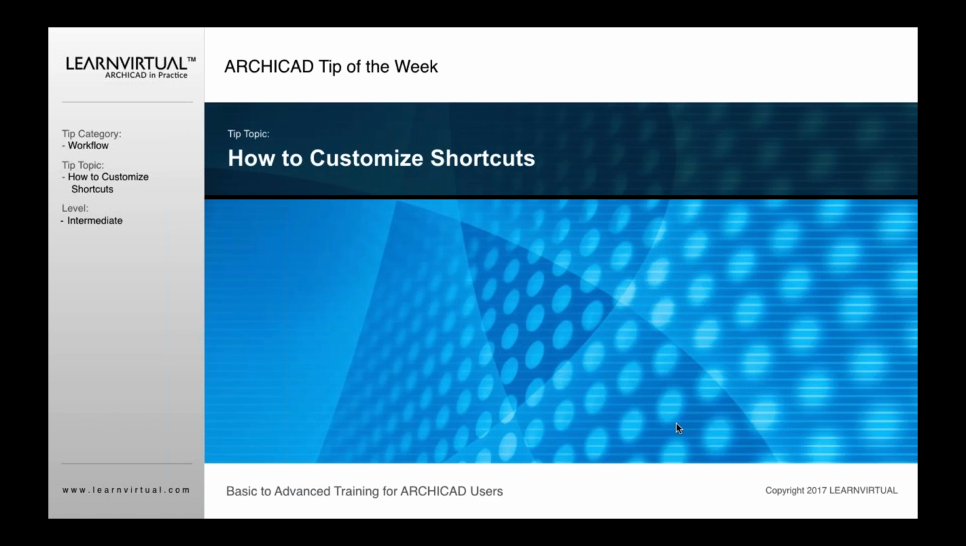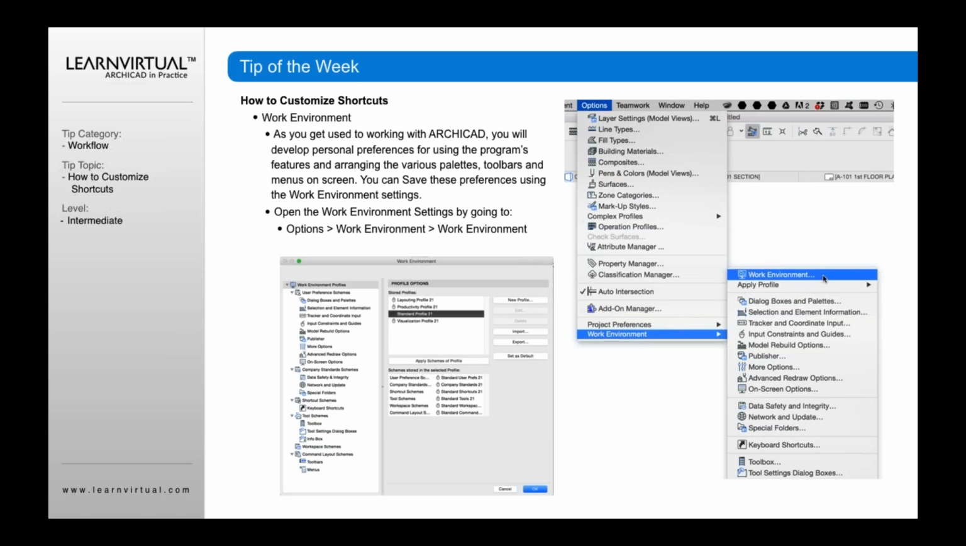And then for today, the ARCHICAD tip of the week we're going to review is how to customize shortcuts. Again, you would go to the Options menu, you would go to Work Environment, and you would select Work Environment. This would open up the Work Environment settings.